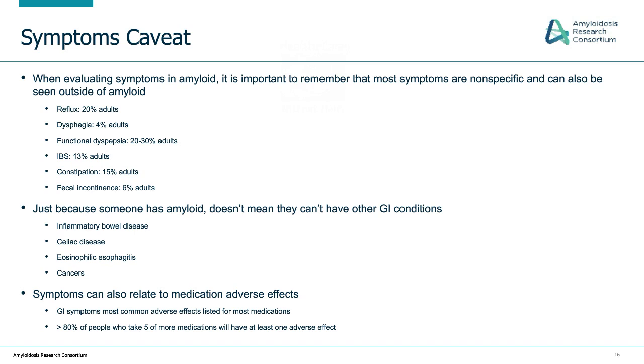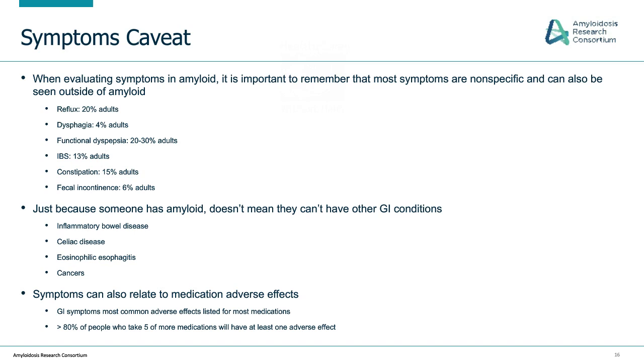Now, on top of that, just because someone has amyloid doesn't mean they can't have other conditions from the gastrointestinal system. And so we still can see inflammatory bowel, celiac, as well as certain types of cancers. Those aren't more commonly seen with amyloid, but they are seen also in the population.